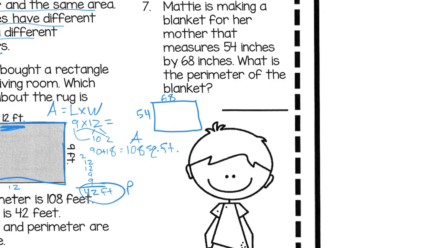Perimeter is the distance around, so that means I have to add up all of the sides to get perimeter. I'm missing 2 numbers. This number here we know needs to be 54. This number down here we know needs to be 68. Add up all your sides and write your answer right there. Don't forget the units, please. And when you're ready, you can join me on the next page.